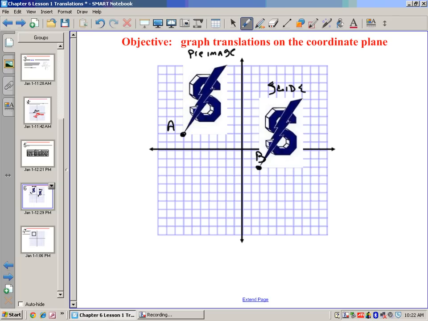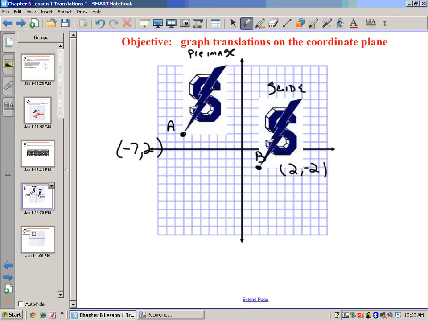Now here's what we need to do. Just like function tables, remember we were given the input and the output and we had to find the function. It's pretty similar to what we have to do here. So our input, or our pre-image, points are -7, 2. That's our vertex for point A. Point B's vertex is 2, -2. That's our output.